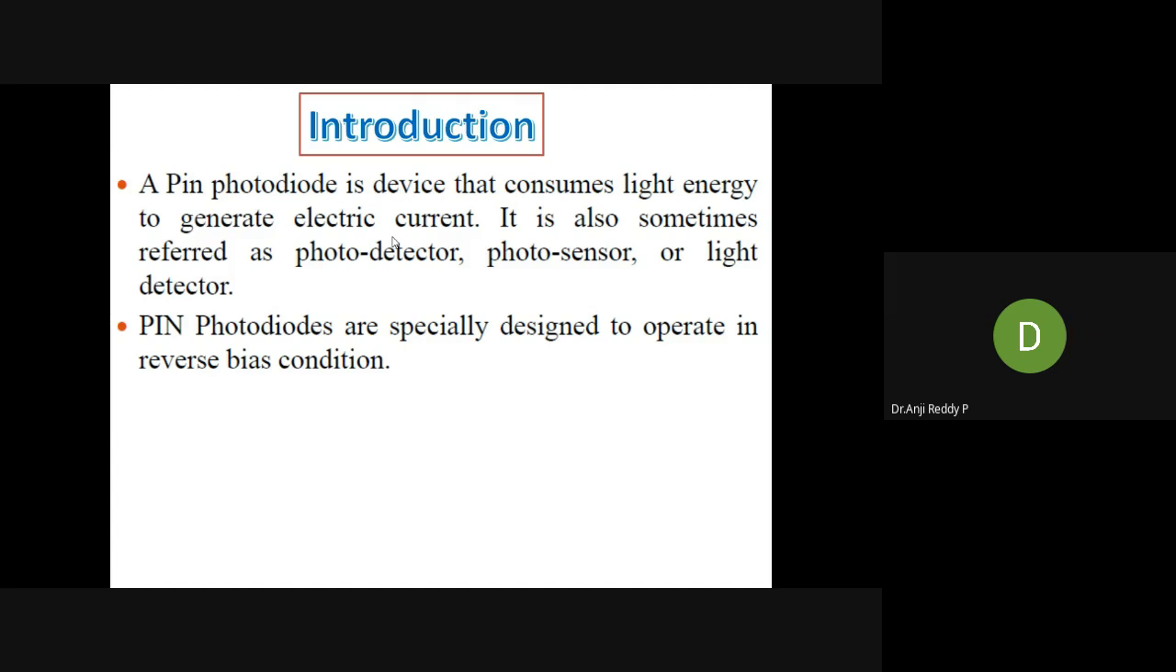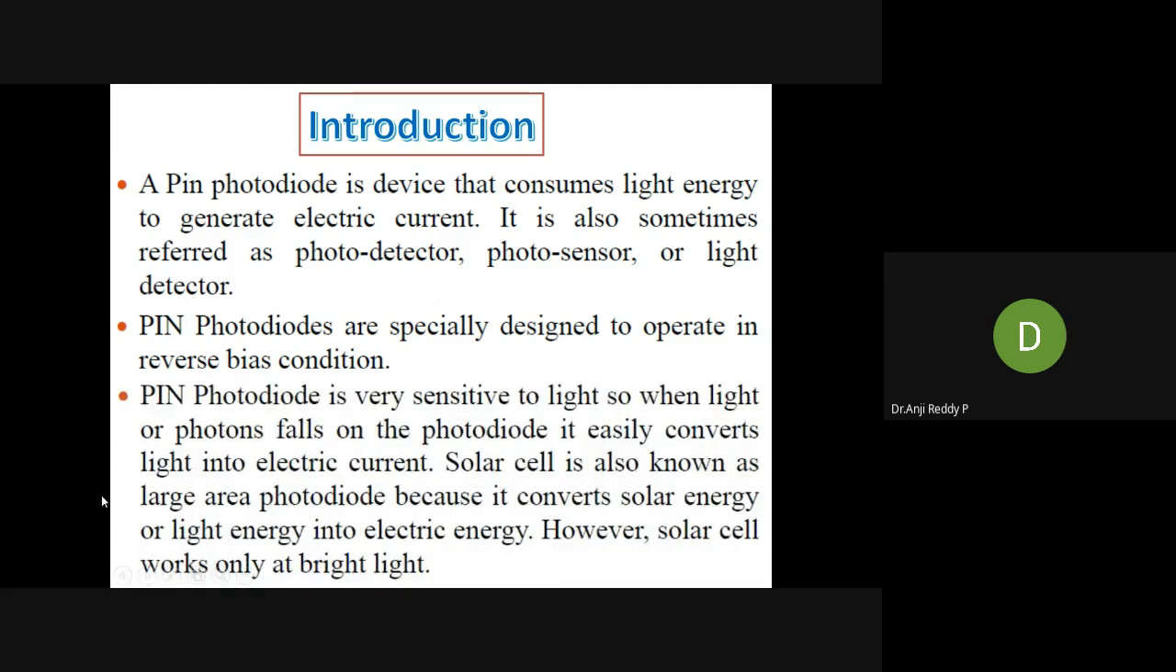See here, I already told you, even if a very small amount of light is incident, immediately it is converted into electric current. That means it is very sensitive to light. Remember, this PIN photodiode is very sensitive to light. When light or photons fall on the photodiode, it easily converts light into electric current. Okay, you can observe the third point.